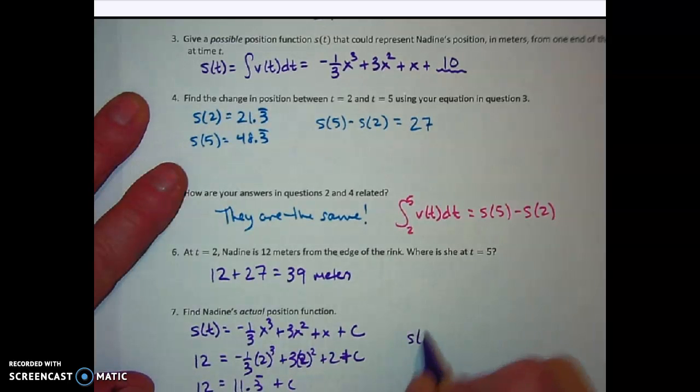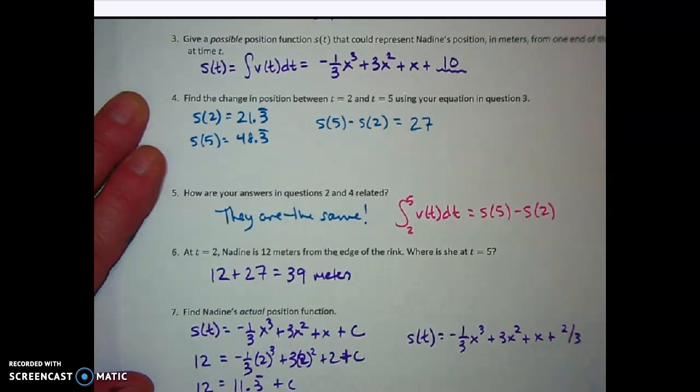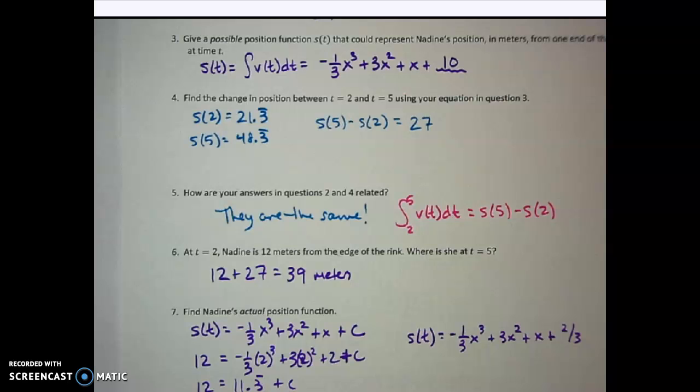So my position function, I can now go ahead and take what I have up there. Again, negative 1/3 x cubed plus 3x squared plus x plus, now I know that my c is 2/3, and that's my position function.